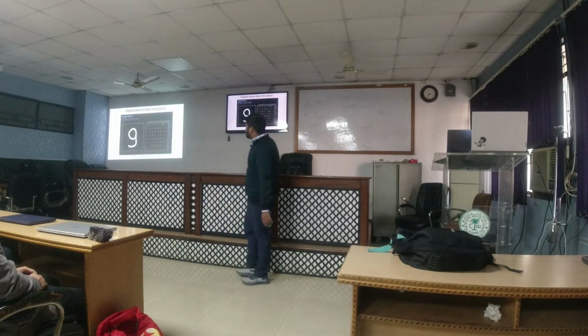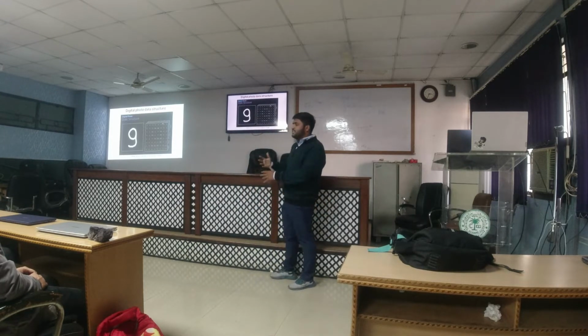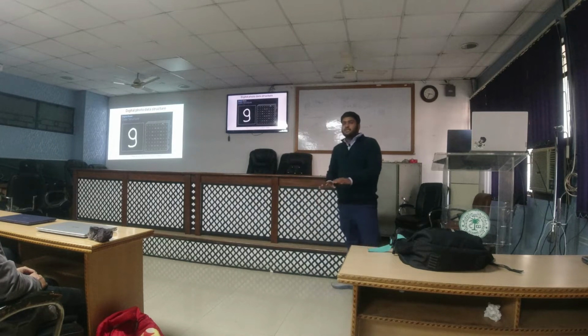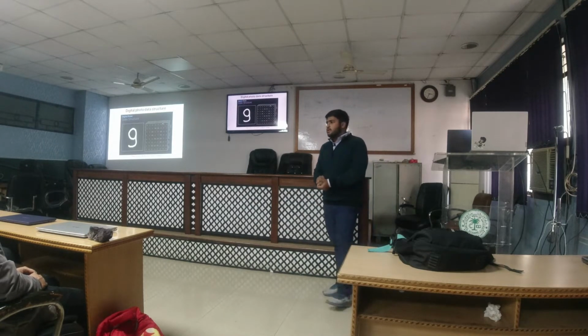So this is the digital photo data structure, like how a photo is built in computer vision. It's simply in the form of a matrix.